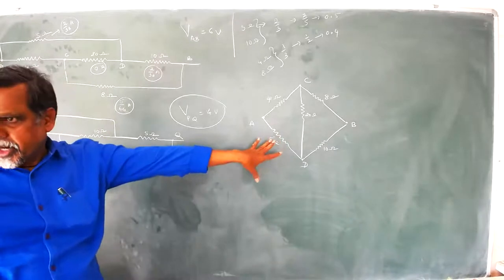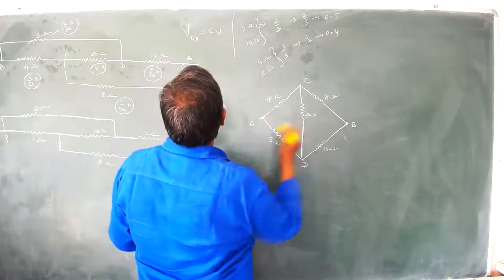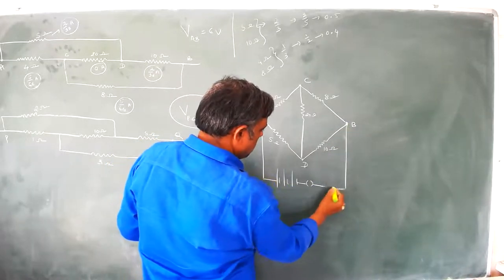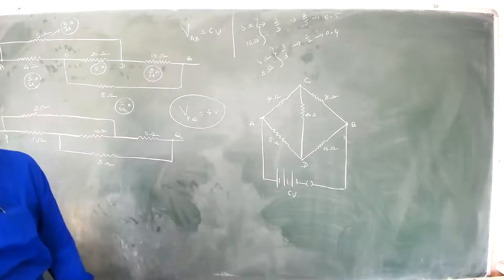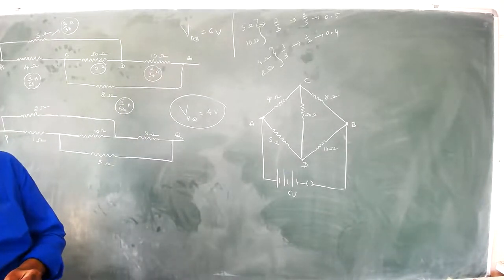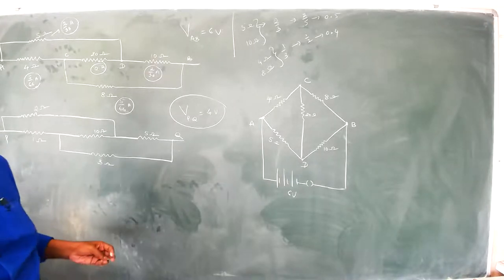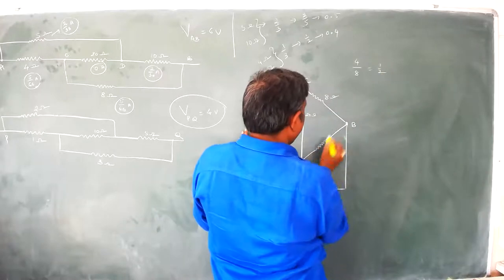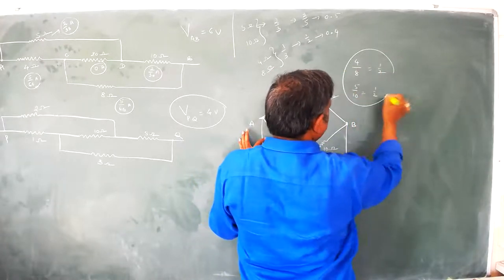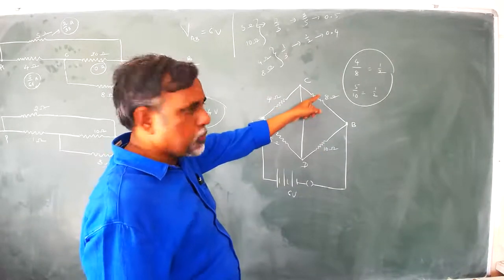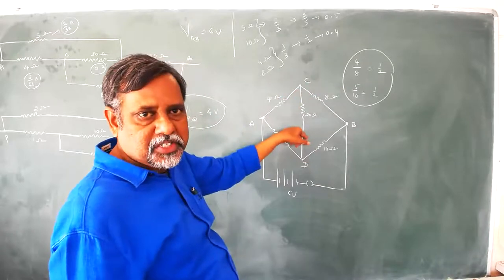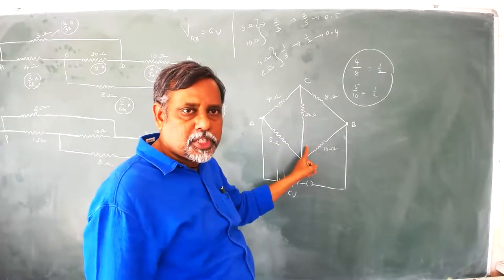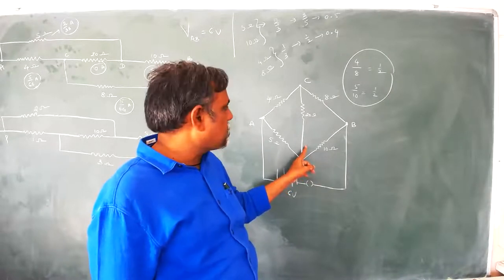So this is the bridge given. Now the potential across AB is 6 volt. Look at this: 4 by 8, and 5 by 10. So these two ratios are same. P by Q equals R by S. When P by Q is equal to R by S, the bridge is said to be in the balanced state. When the bridge is balanced, no current flows through this 20 ohm resistance.